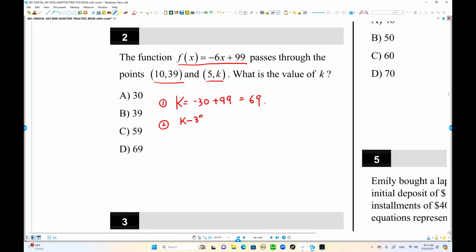Or the other way. Generally, most of the students like to use the slope. y2 minus y1, k minus 39 over 5 minus 10 equals negative 6. So k minus 39 equals negative 5 times negative 6. Multiply these two numbers, that's going to be 30. So k equals also 69. Okay, but in this case, this point is already on this line. I like this one.